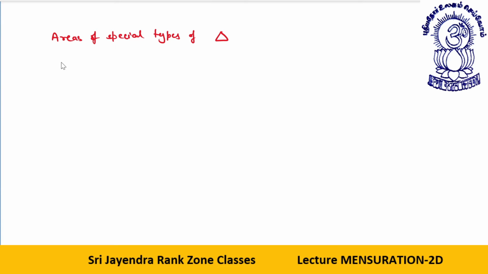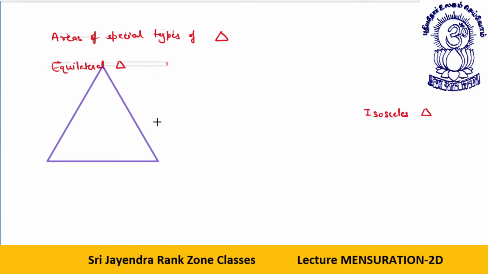Here I'll rather take the equilateral triangle, because towards the left side of the screen I have more area. And here I will take the isosceles triangle, because on the right side I have a little bit less area. What is the area for an equilateral triangle? We already know the area for a triangle is half into base into height. This is the equilateral triangle which I have presented in front of you.